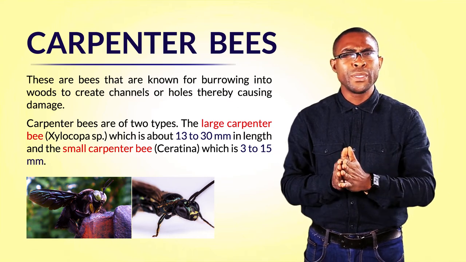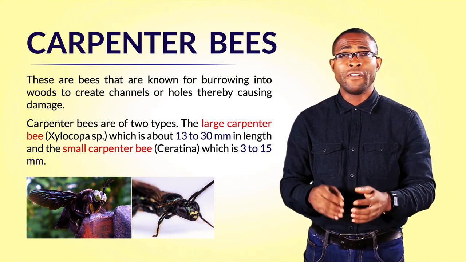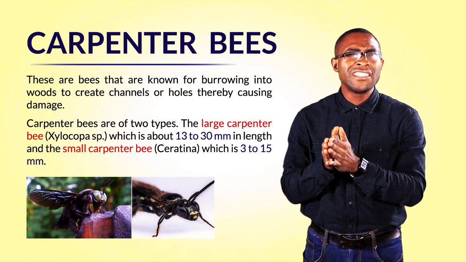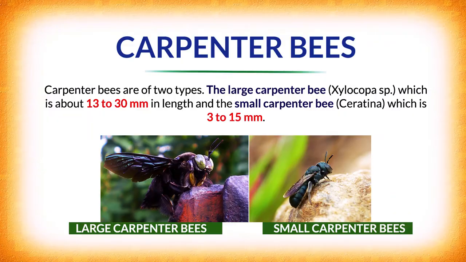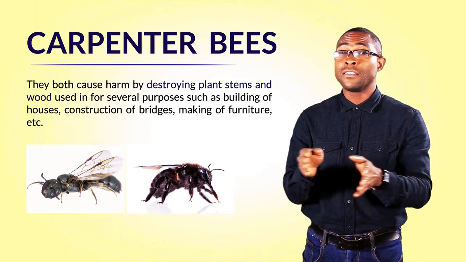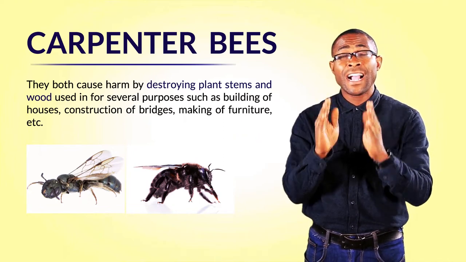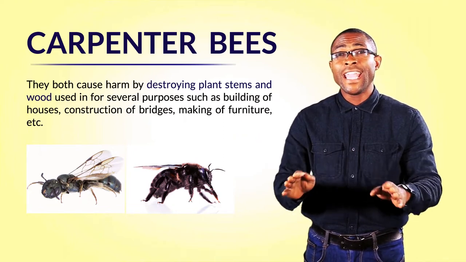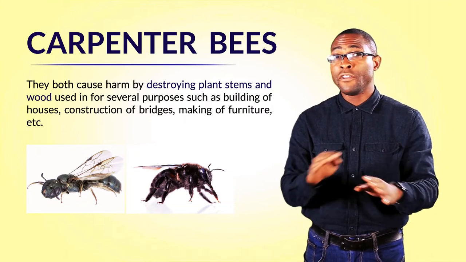Now, carpenter bees are of two types. We have the large one and the small carpenter bees. The large ones are 13 to 30 millimeters in length, while the small carpenter bees are just 3 to 15 millimeters in length. But don't look at their sizes. Both the big carpenter bees and the small carpenter bees are capable of destroying any wooden plant they find.